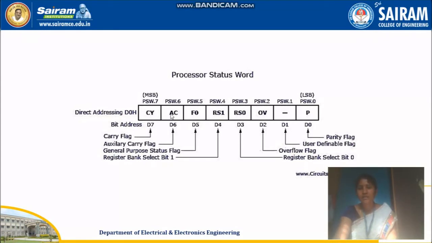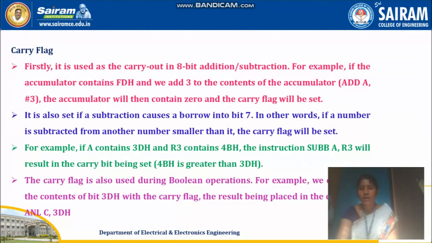Auxiliary carry means from third bit to fourth bit, if there is any carry forward, that is called your auxiliary carry flag. So for the carry flag, you can write ADD A, #3. It means that in the accumulator, 3 will be added. For example, if the accumulator contains FDH, that is FD is your data, and we have to add 3 to the content. It means that the content of the accumulator will be added to 3. So here FD plus 3.